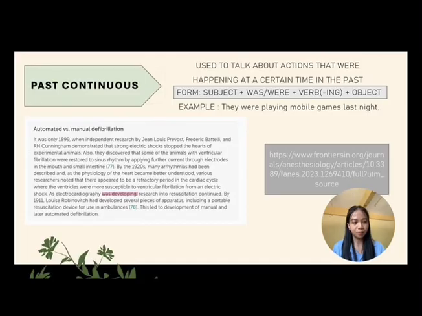Were playing. And this is the article that I found. As electrocardiography was developing, research into resuscitation continued. And I got this article from Frontiers.